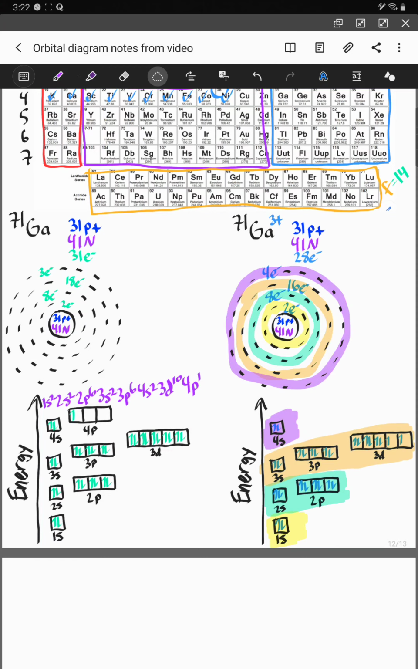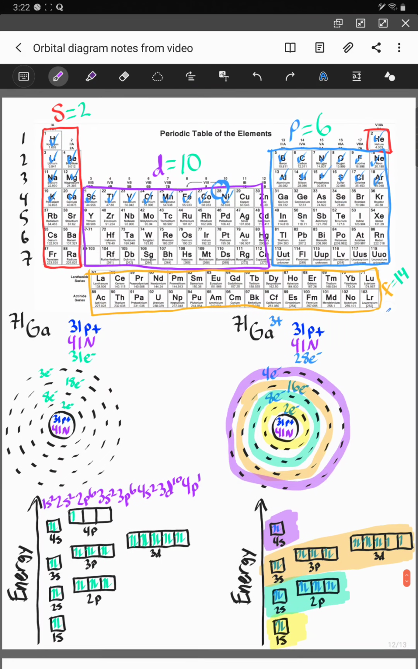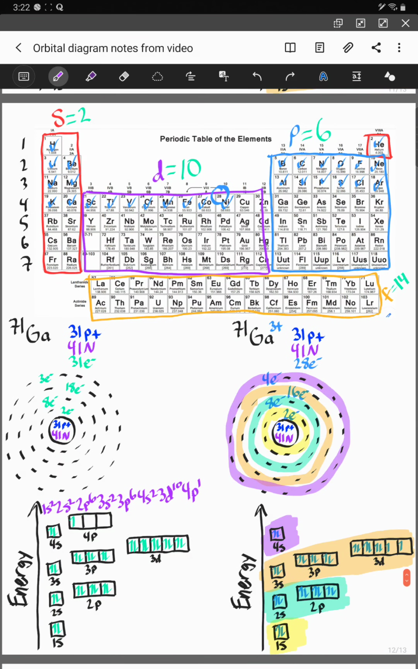So now what do we think we need to do for gallium with a positive 3 charge? You can pause the video real quick, and then this is the last problem we're solving. But all we're going to do is find the element that has 28 total electrons. That's this element right here, and it's going to be the same electron configuration as that element would have.